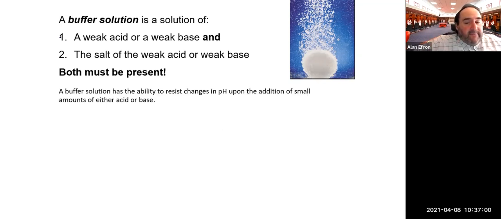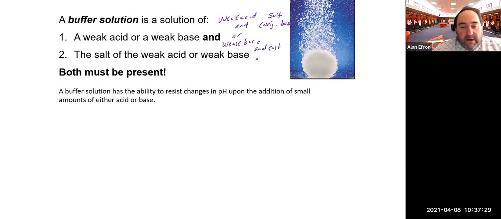A buffer really is a solution, first off, made out of either a combination of a weak acid and its conjugate base, or sometimes referred to as the salt of its conjugate base. Or you can make a buffer, as it says there, out of a weak base and the salt of its conjugate acid. So what does that mean? It means that both of them, like it says there, are actually in the solution to start with. So you got both of those things floating around in the actual solution at the outset. So you got an acid part of the buffer floating around, and a base part of the buffer floating around.